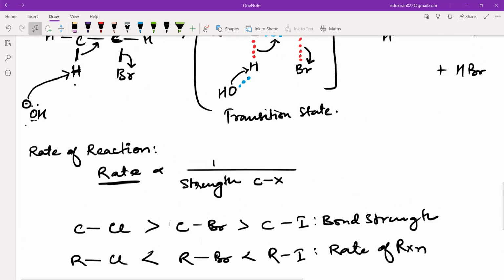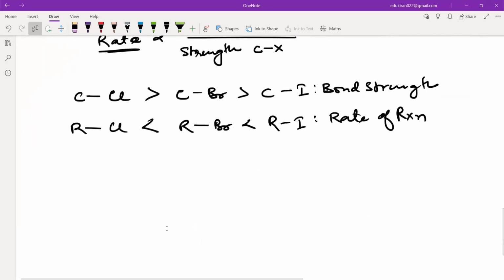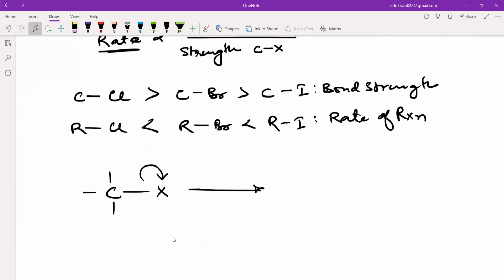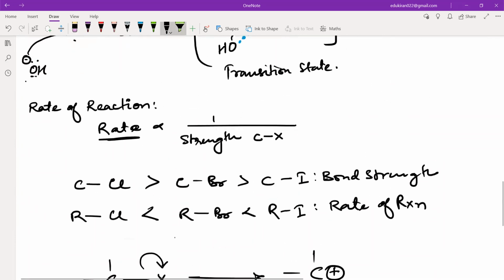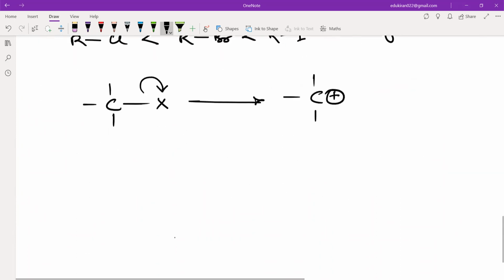Now, when we are breaking the C-X bond, this carbon is going to get a positive charge. So there is a carbocation which is formed. Now, when I talk about the substrate carbon, the alkyl group: here we were comparing the X part, and now we are going to compare the alkyl part, that is R.